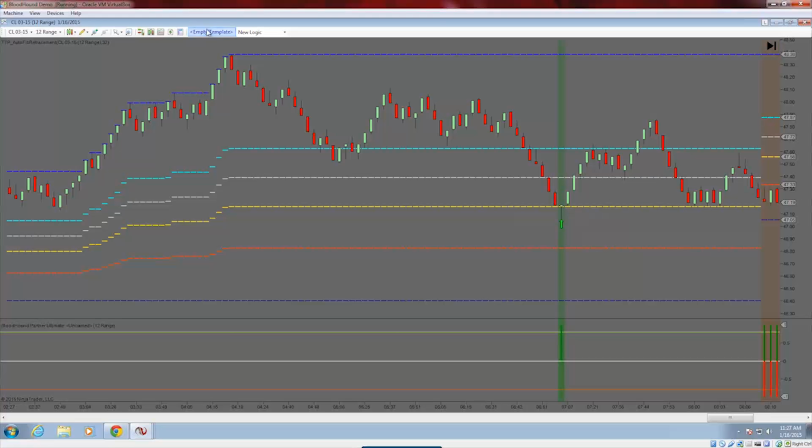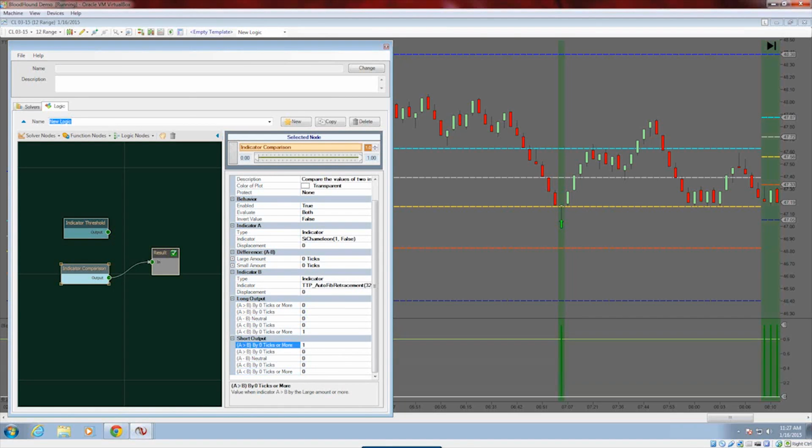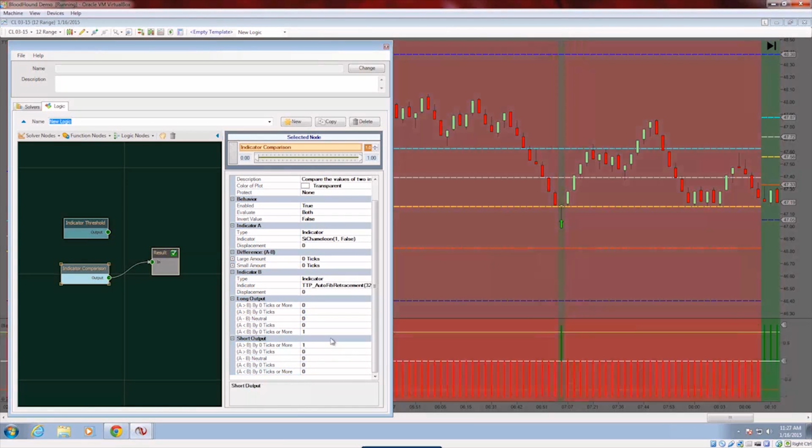Does everybody see that? So now I need to flip this output as well. I need to set these to 0 and then set this one to 1 right here.